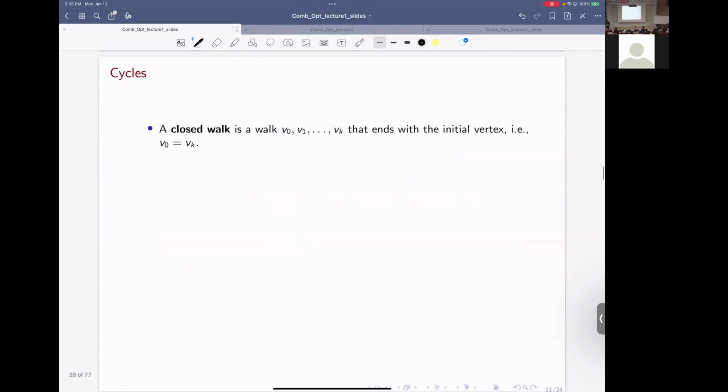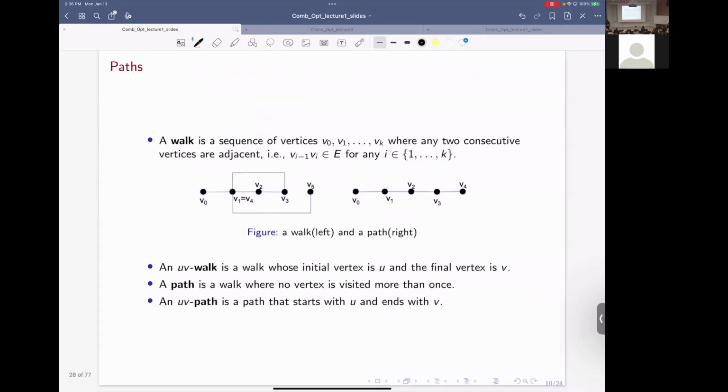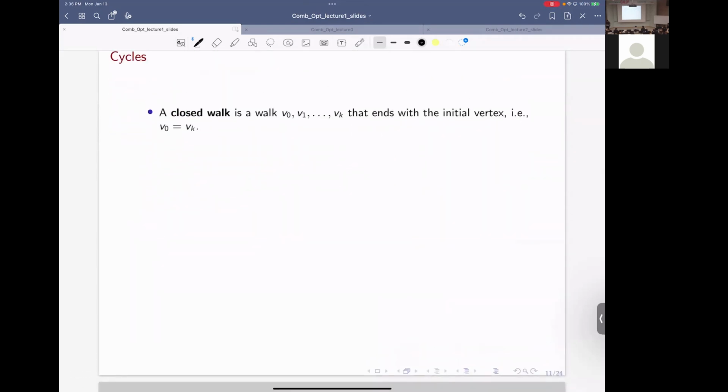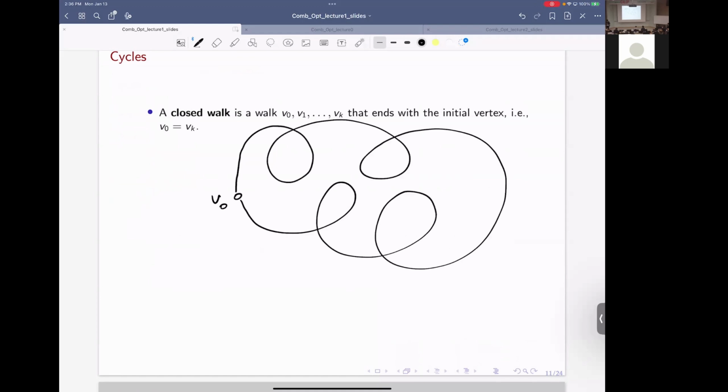Okay, the next related concept is cycles. We have a walk, just a sequence of consecutive vertices. What is a closed walk? You are imposing one more condition on a walk. That is, the starting vertex and the last vertex have to coincide. So when you start from one vertex, you have to go back to the same vertex. That's a closed walk. If I draw an example, you start from V0, and then you do some traveling, but eventually you go back to the same vertex. So these vertices are repeated. A closed walk has to go back to the same vertex.